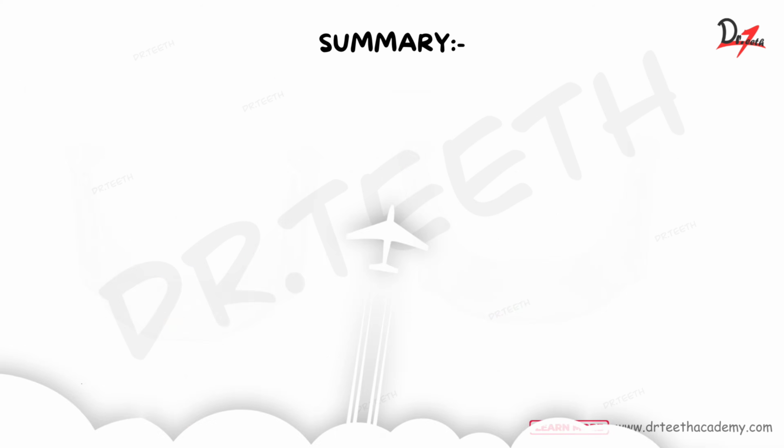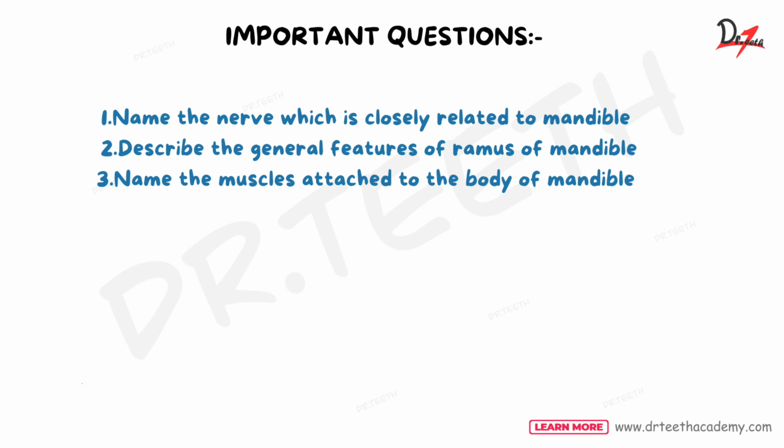Now, some important questions from this topic include: Name the nerves which are closely related to the mandible. Describe the general features of the ramus of mandible. Name the muscles attached to the body of mandible.